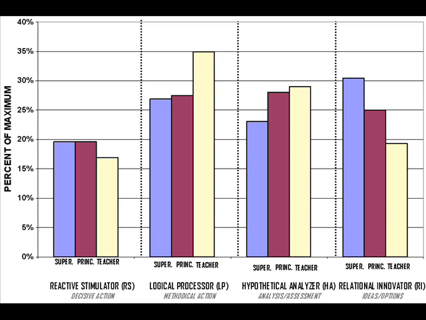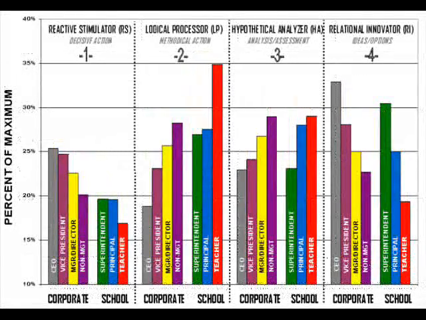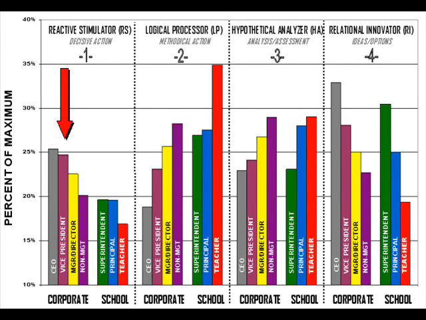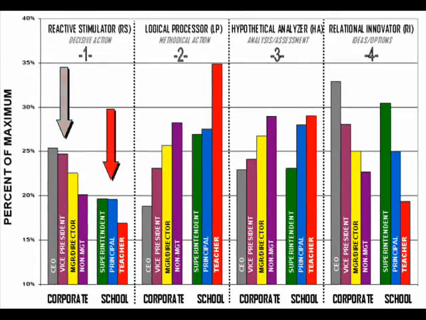The stair step is gone in everything but the idea-oriented RI style. Let's put the 2 hierarchies, corporate and school, together to see just how different they are. This graphic lays out the corporate and school hierarchies side by side. Corporations are on the left, schools are on the right.